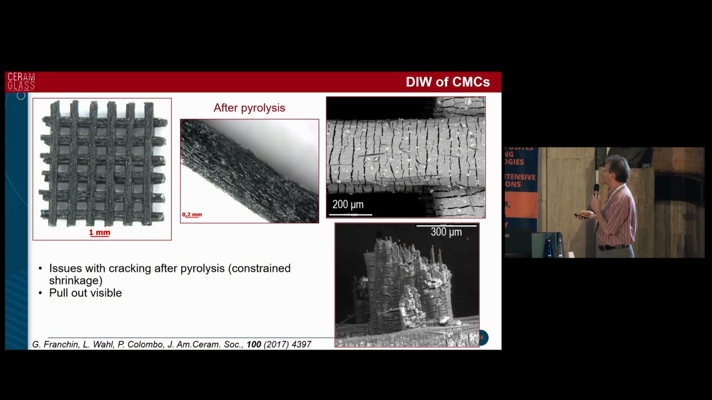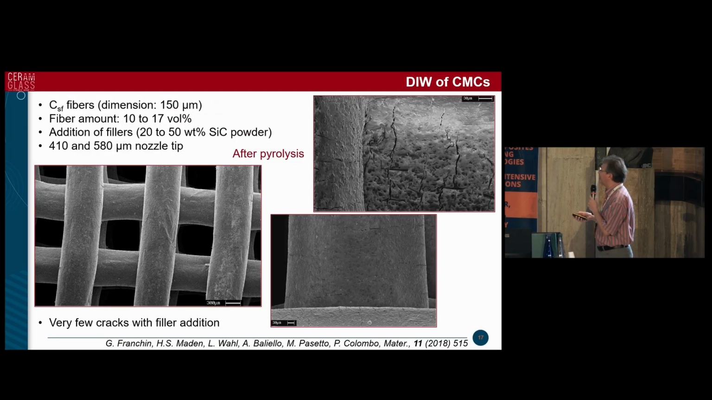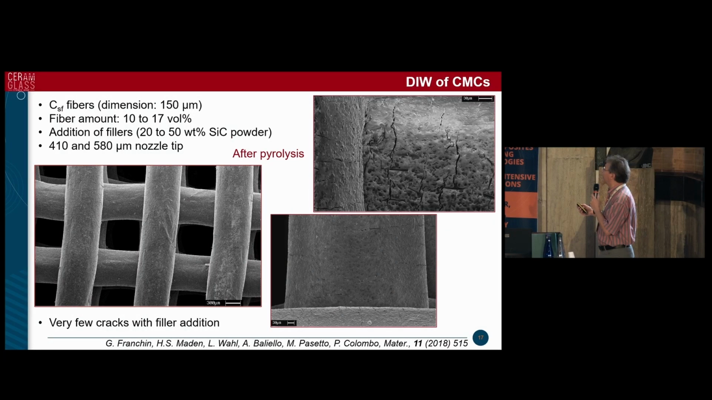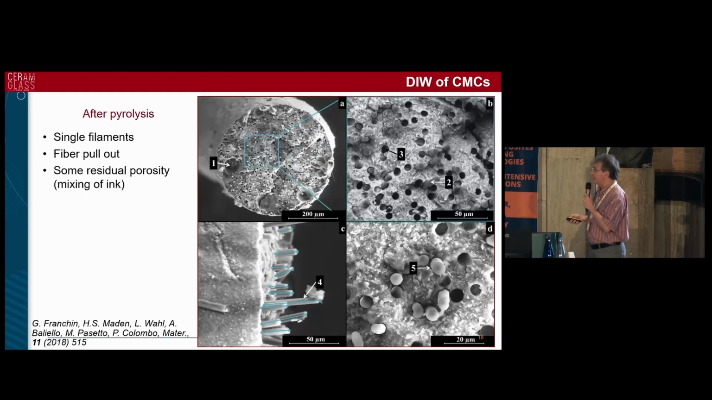So, in order to modify that, we started adding silicon carbide particles to the preceramic polymer, and this allowed us to pretty much eliminate the cracking after pyrolysis. There are still a few cracks, but it depends on how you process it. So now we can say that we can obtain chopped fiber-based silicon carbide-based systems in which the matrix is non-cracked with a single pyrolysis.